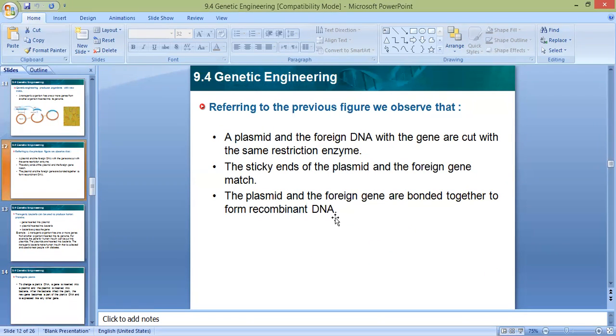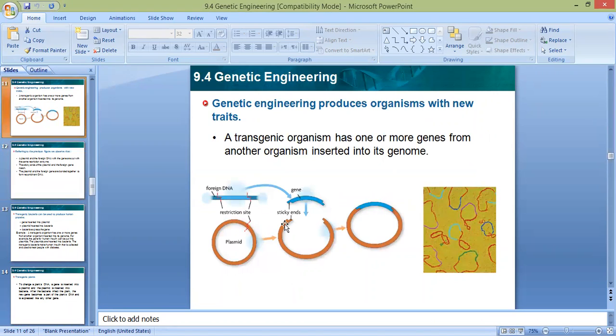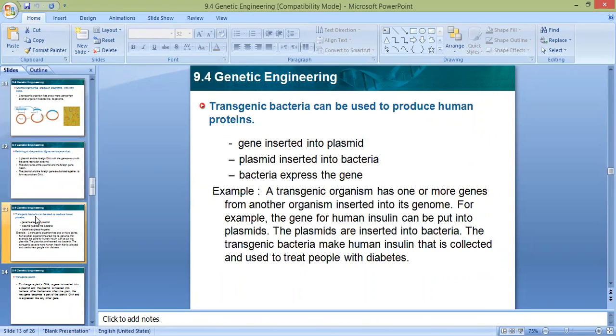Okay. The plasmid and foreign gene are bonded together to form, when you add the new gene to the plasmid, a recombinant DNA. Now after the gene is inserted into the plasmid, they put the plasmid in the bacteria and the bacteria will express the gene. Okay. They may have one or more genes as we said.